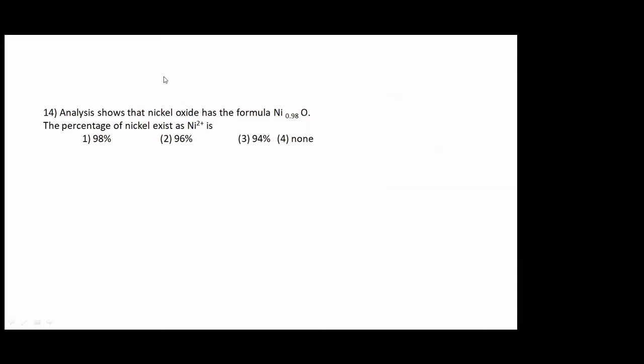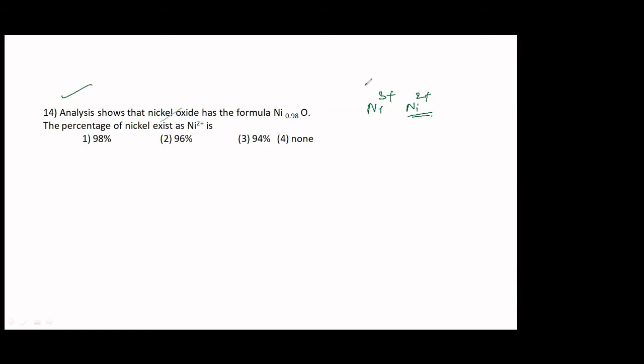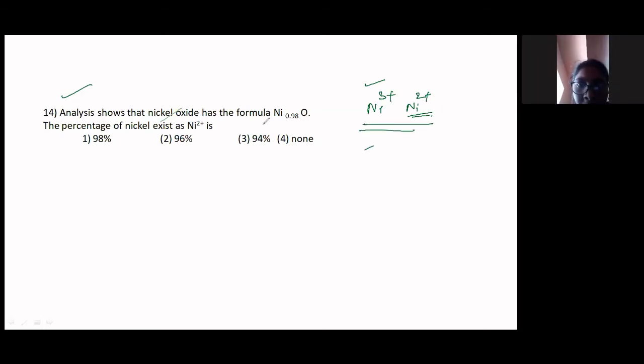This is also a similar one I had told you in the previous class. Analysis shows that the nickel oxide has the formula Ni0.98O. The percentage of nickel exists as Ni2+. Basically, it is a combination of Ni3+ and Ni2+. Ni2+ will lose all the s electrons. If it loses one of the d, it will be Ni3+. More than that will be difficult because the ionization enthalpy will be very high. So it exists in these two forms.